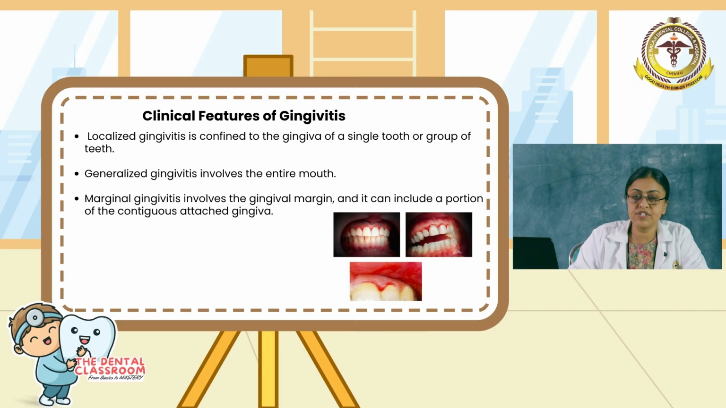In the clinical features of gingivitis, it is classified as localized gingivitis and generalized gingivitis. Localized gingivitis is confined to the gingiva of a single tooth or a group of teeth. Generalized gingivitis involves the entire mouth.